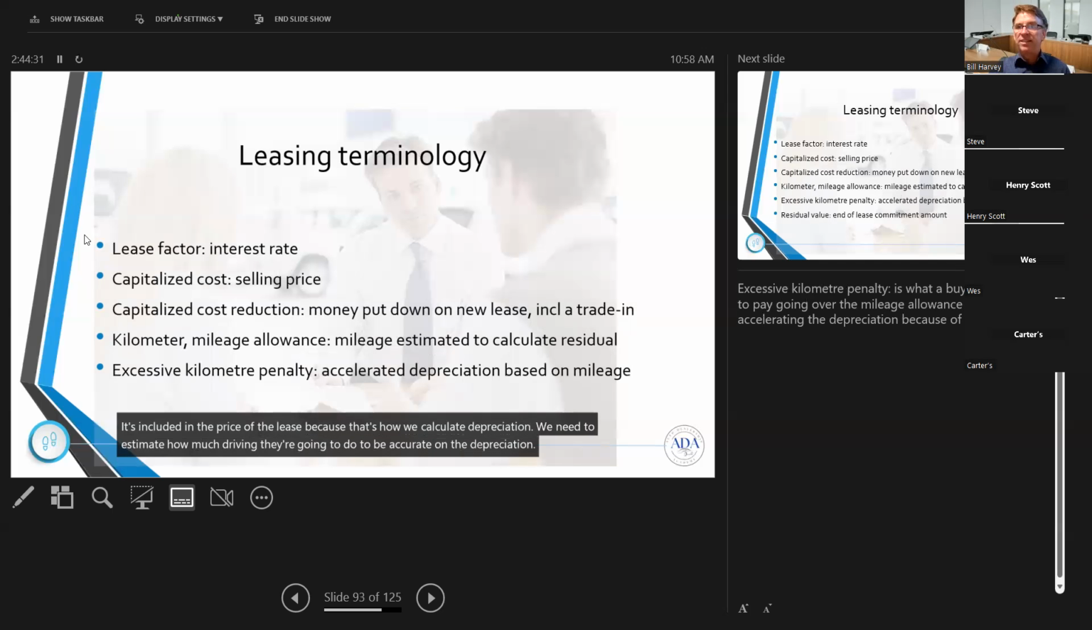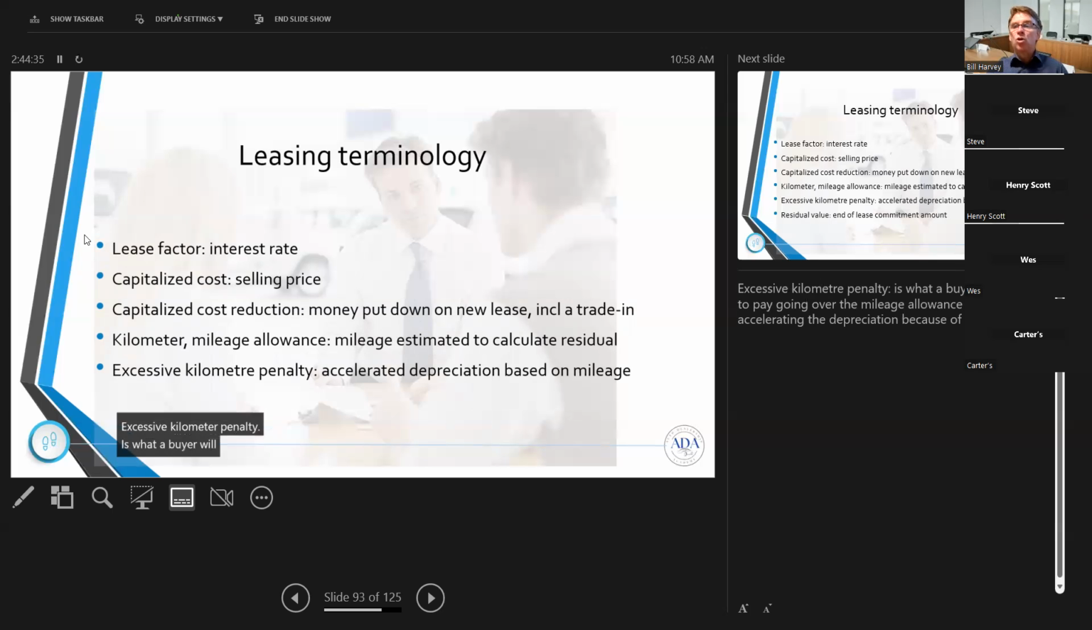Excessive kilometer penalty is what a buyer will pay for going over the mileage allowance, accelerating the depreciation because they used it. And say that, right? Excessive kilometer is a penalty, but the buyer got to capitalize on it. They went over the mileage allowance, which accelerates the depreciation because they used it more.